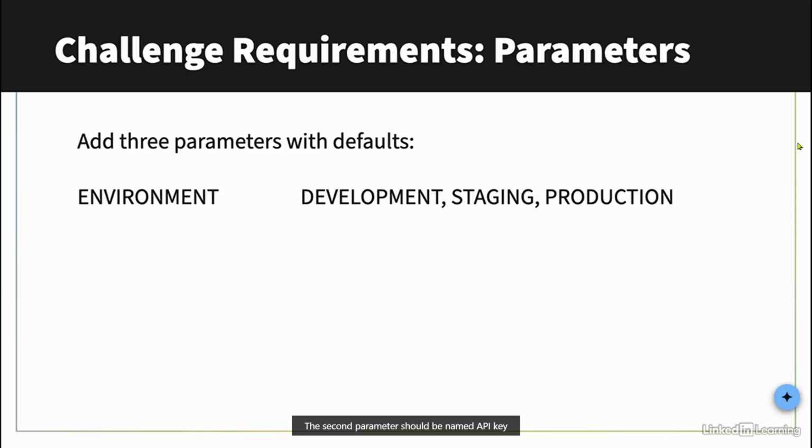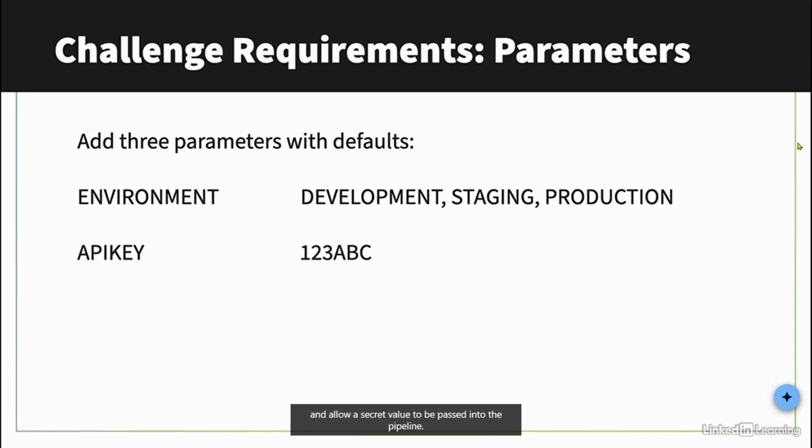The second parameter should be named API key and allow a secret value to be passed into the pipeline. Make sure that the API key is not exposed when the value is entered in the Jenkins interface. Use the value 123ABC as the default. And the last parameter should be named changelog and accept freeform text that can be added to a report.